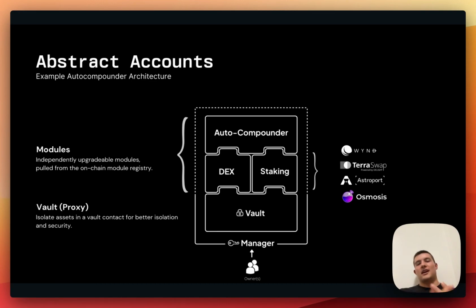So what are abstract accounts? Abstract accounts are smart contract wallets whose functionality can be extended by installing modules on them. Modules are like Web2 microservices that encapsulate a piece of business logic and can be composed with other modules to form more advanced applications. The example we have here is 42's chain agnostic autocompounder, which can work on any DEX for any asset pair across IBC. You can see the autocompounder module is installed and depends on the DEX module and the staking module, all three of which are installed on the account itself.